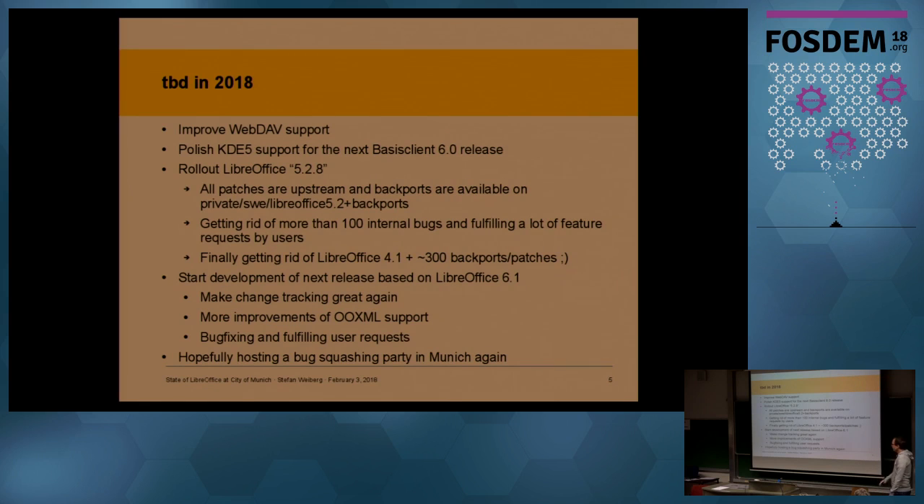We are getting rid of more than 100 internal bugs, fulfilling a lot of feature requests by our users, and finally getting rid of LibreOffice 4.1 plus 300 or something like that backports and patches, which is diverging from upstream. And we also are going to start development for the next release, which is based on LibreOffice 6.1. We want to make change tracking great again, so that it doesn't crash, but we are going to pay for it ourselves.